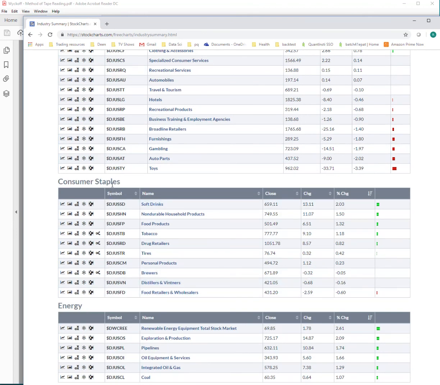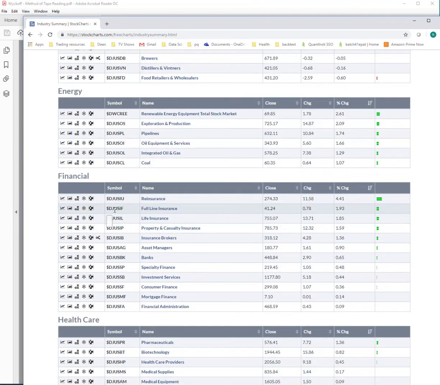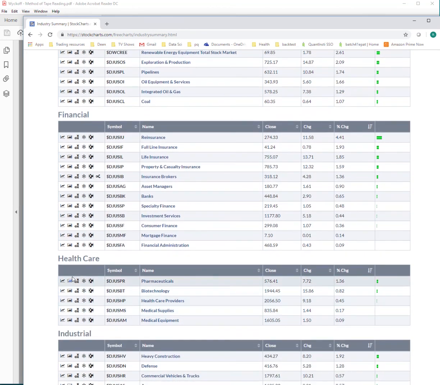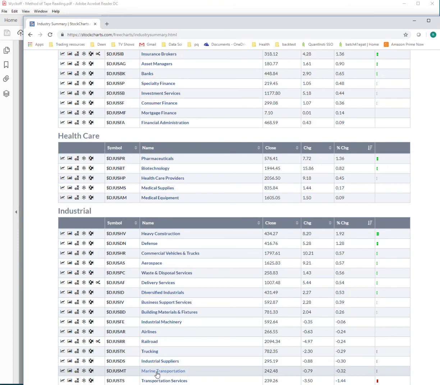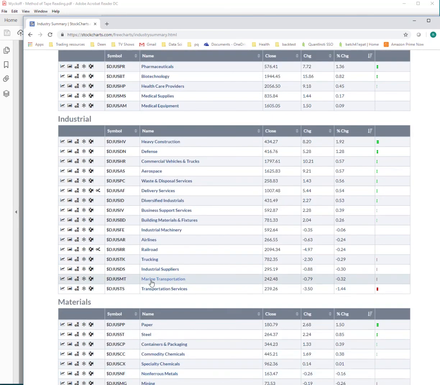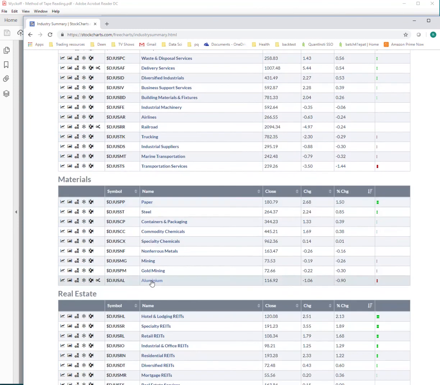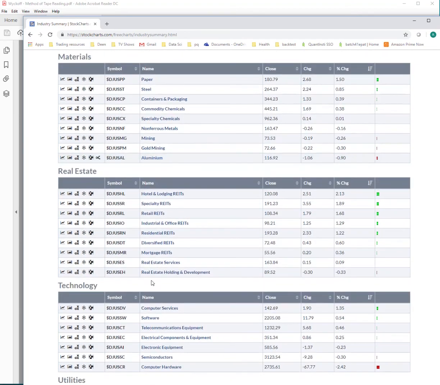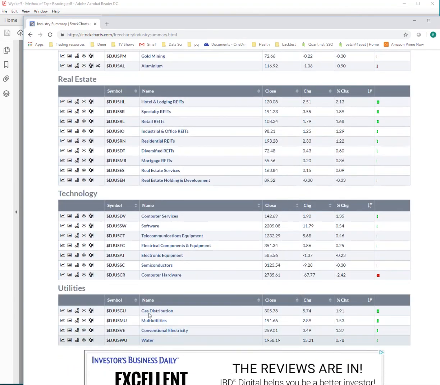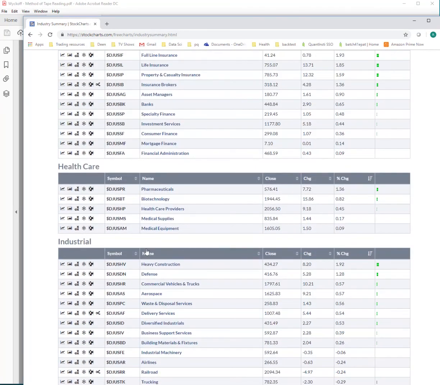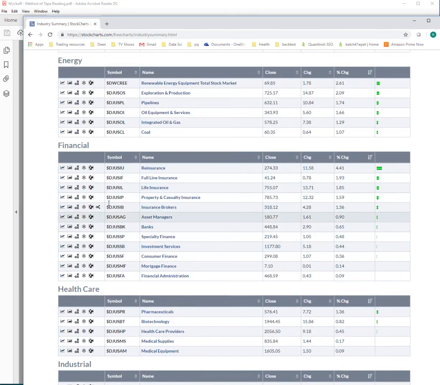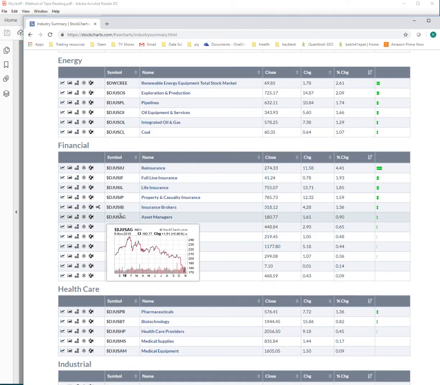Let's see. There's the financial sector. Those are the financial groups. Healthcare groups. So this shouldn't be rocket science, because I have to be able to do it all in less than 30 minutes. So maybe 15. Well, we'll see. Technology, utilities. And also these symbols, they're Dow Jones symbols.